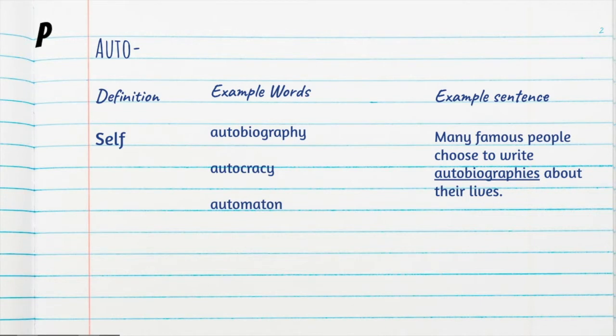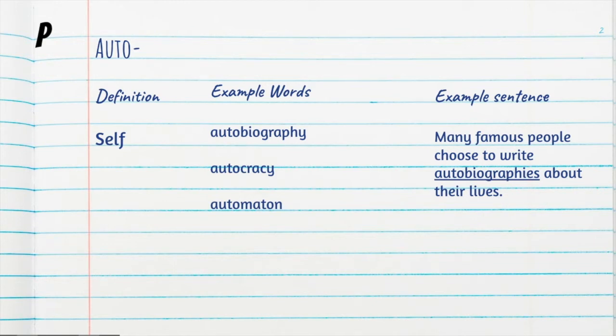If you think about an autobiography, that is one of our example words, and the example sentence is, many famous people choose to write autobiographies about their lives. An autobiography is a story that you write about your own life. So it's about your self's life, right? An autocracy is a government where all of the power is held within basically one person, kind of like a dictatorship. Again, the power belongs to that self, right?